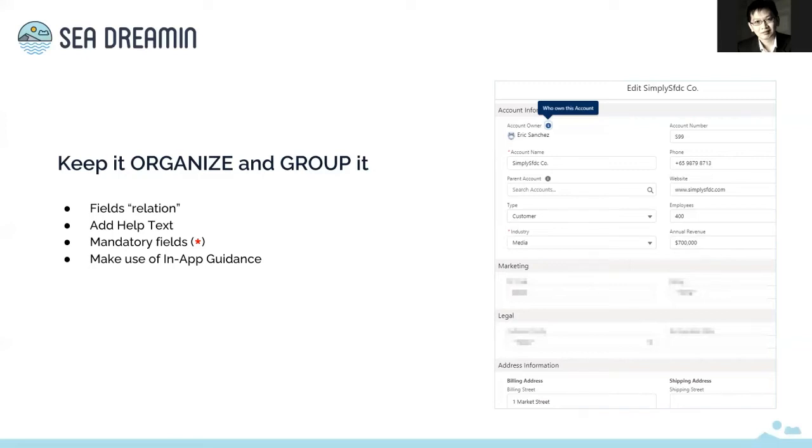Mandatory fields: if the field has no logic and is always required, make it a required field, and it will show as a red star. Users will be aware at a glance that, oh, this is something they have to enter to save the record.